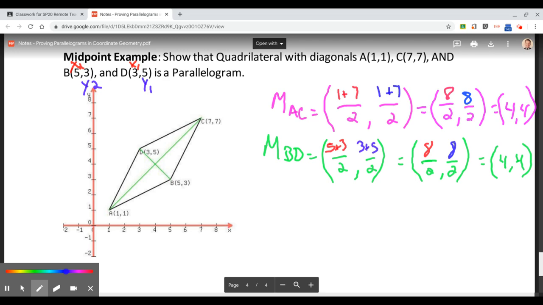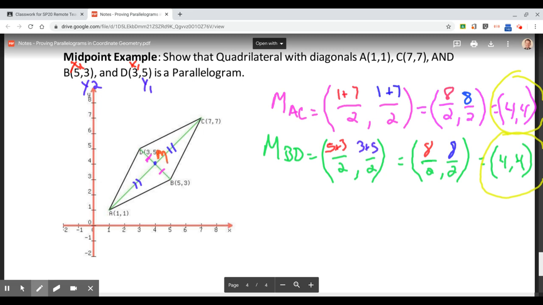And guess what? Shocker, but 4, 4 is the same as 4, 4. So they share a midpoint. And since AC shares a midpoint with DB, that means that these diagonals bisect each other. I'll just draw it. These diagonals bisect because they share the same midpoint, which is going to be right here. I'll make that red. You can even draw the midpoint in there if you want.